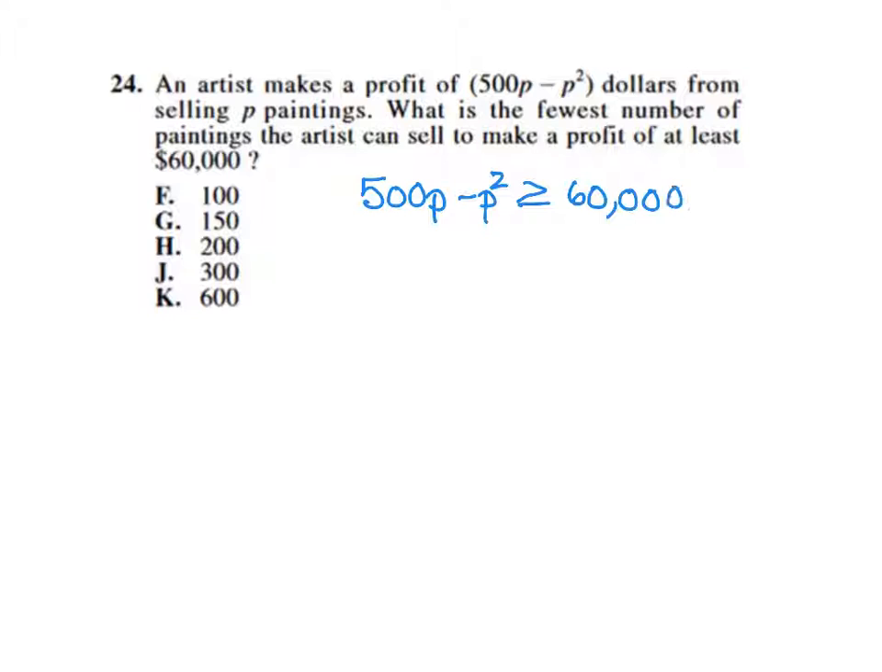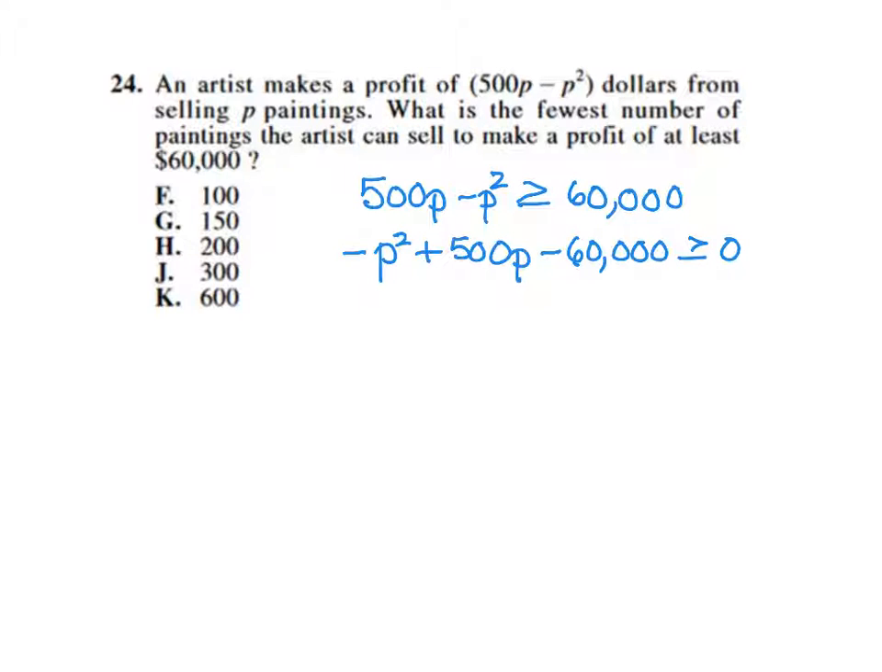And as I'm writing this, I realize that the exponent that's with the p is to the second power, which means that I have a quadratic, and I'll probably need to factor this. So I'm going to rearrange my terms so that I have them in the order that I need. So I'm going to put the negative p squared first, then plus 500p, and I'm going to subtract the 60,000 to the other side.